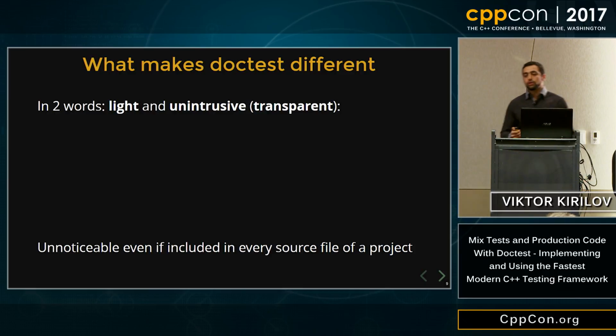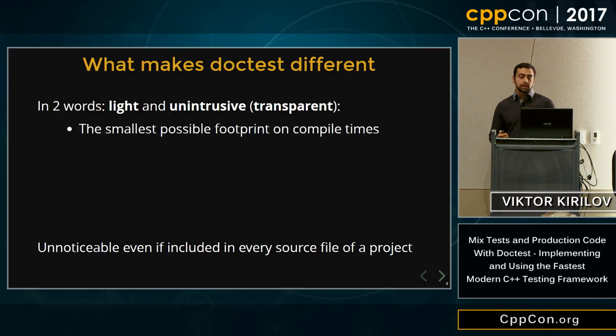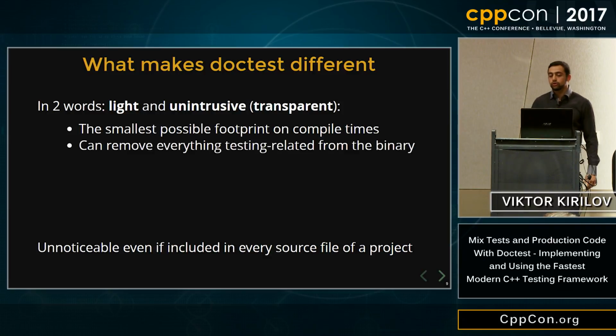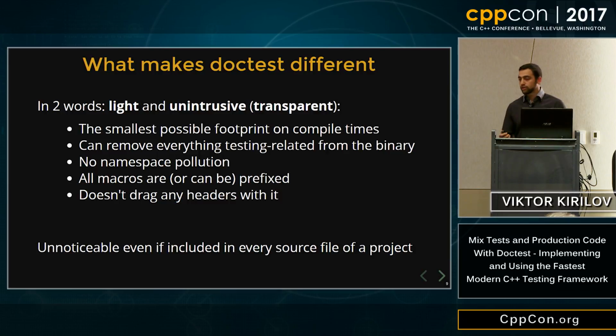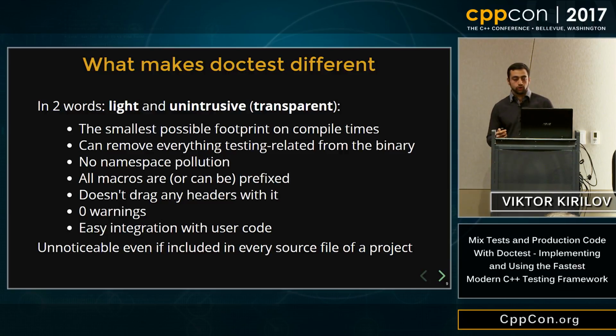So, what makes Doctest different? In 2 words, it is very light and unintrusive. It has the smallest possible footprint on compile times. You can remove everything testing related from the binary. There is no namespace pollution. All macros are or can be prefixed. Doesn't drag any headers with it. I'm talking about the interface part, not the implementation part of the framework. So if you just include it and you don't implement the test framework, you don't have included std string or anything. It produces absolutely 0 warnings even on the most aggressive warning levels, and it's also easy to integrate with user code. The idea is that even if you include it across your entire project in each source file, you don't notice it, not in build times, not in warnings, not in anything.